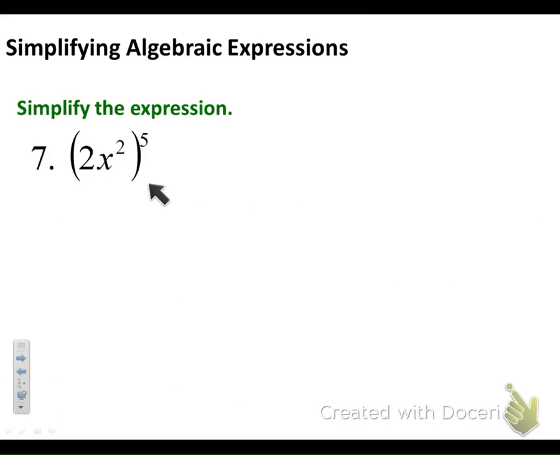So switching gears to algebraic expressions, now we're dealing with products within parentheses, or quotients within parentheses. We're going to take each thing inside parentheses to the 5th power, and when we have x to the 2nd power to the 5th power, we multiply those powers, giving us 32x to the 10th. That was on your pretest. Next example.